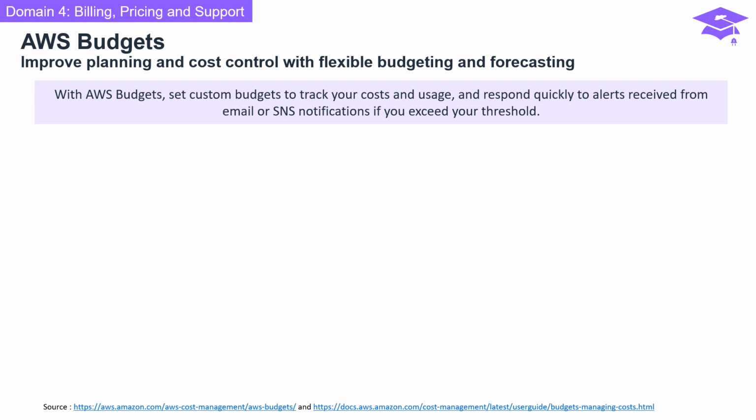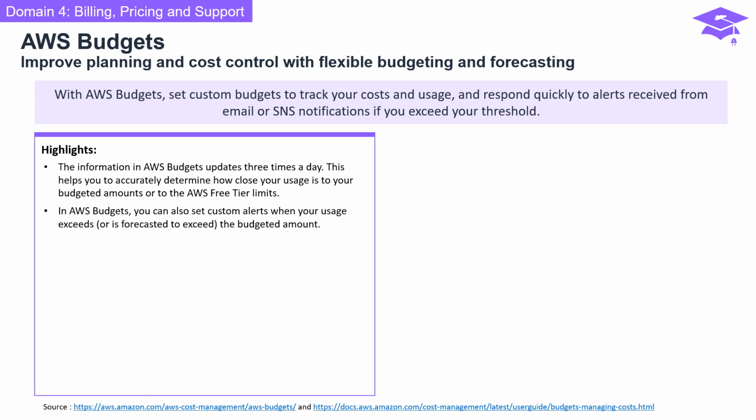AWS Budgets helps you improve planning and cost control with flexible budgeting and forecasting. AWS Budgets is a powerful tool that allows you to set custom budgets to track your costs and usage. This enables you to respond quickly to alerts received from email or SNS notifications if you exceed your defined thresholds. So, let's dive right in.